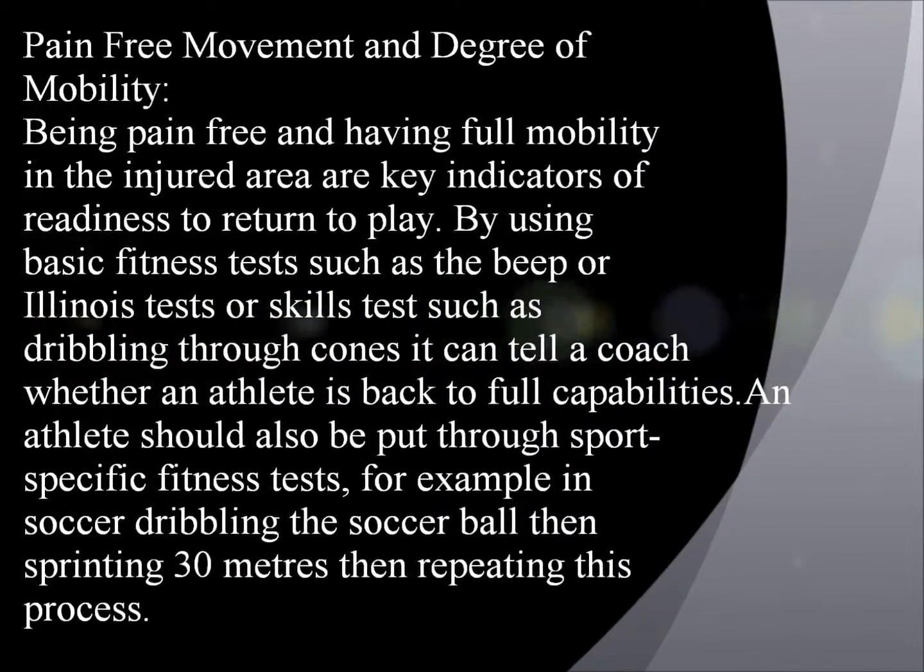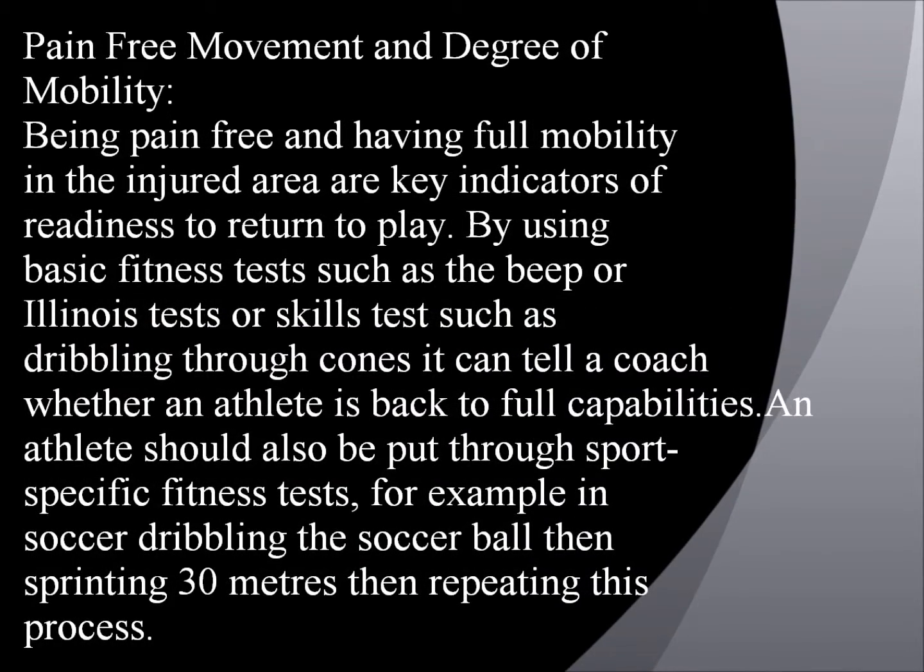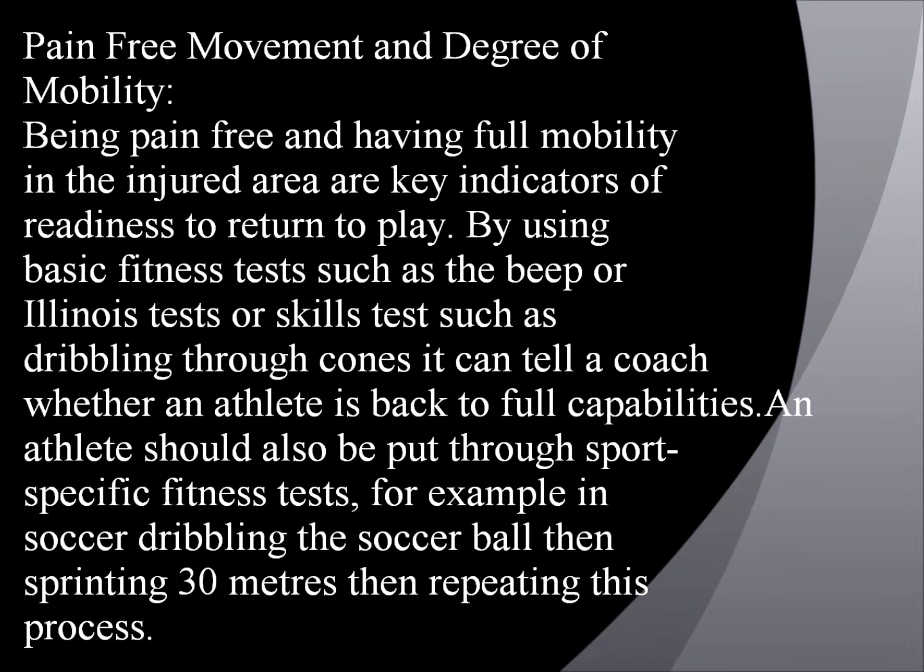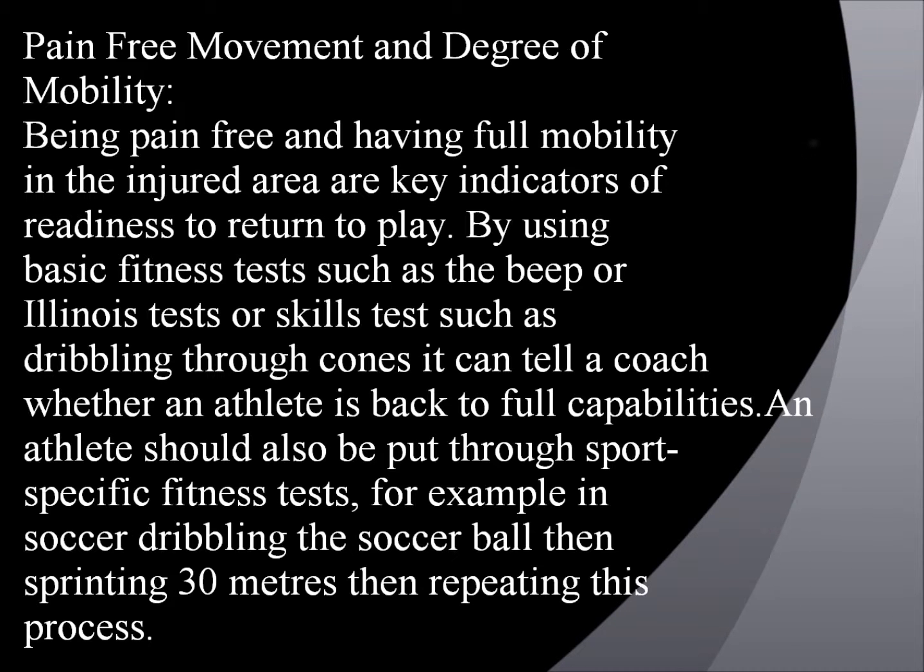Pain-free movement and degree of mobility. Being pain-free and having full mobility in the injured area are key indicators of readiness to return to play. By using basic fitness tests such as the Illinois test or skill tests such as dribbling through cones, you can tell a coach whether an athlete is back to full capabilities. An athlete should also be put through sport-specific fitness tests, for example in soccer dribbling the soccer ball, then sprinting 30 meters, then repeating this process.